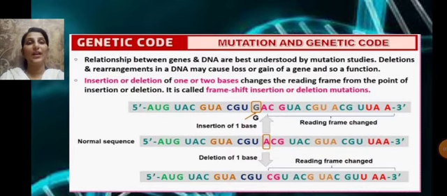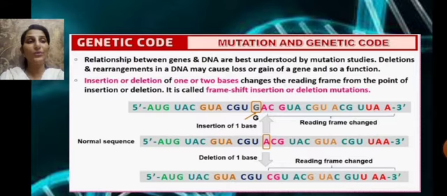Dear children, in this module, we are going to learn about how genes and proteins are related. The relationship between genes and proteins is better understood by mutation studies. We know what mutations are. We learned what mutations are in the previous chapter. They are sudden changes in the sequences of the DNA.